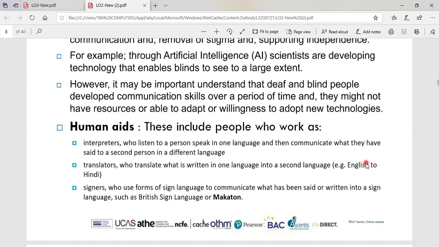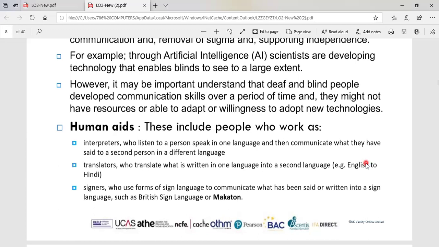So you can have interpreters. These are people who listen to a person speaking in one language and then communicate what they have said to the second person in a different language. And then translation is more or less the same as what an interpreter does. And then signers, British Sign Language, they use that.